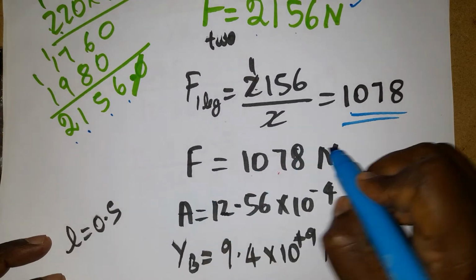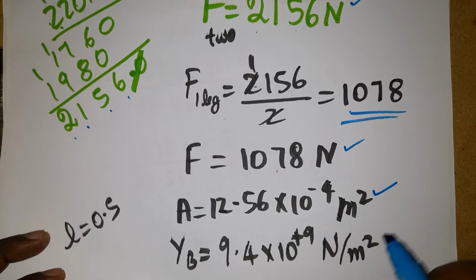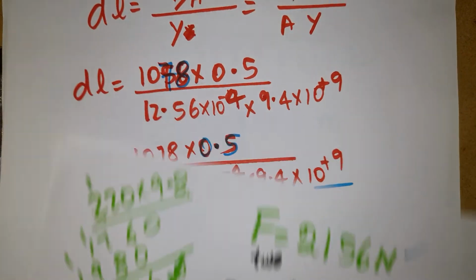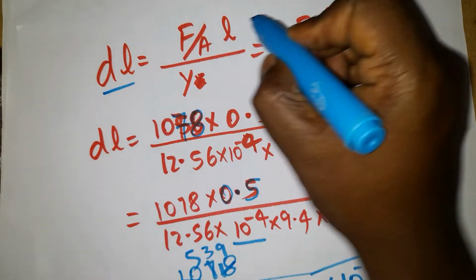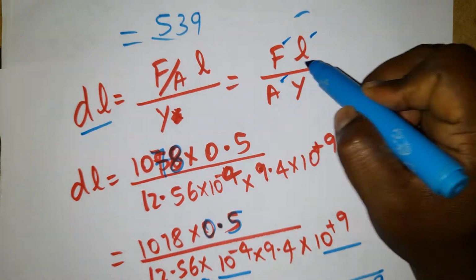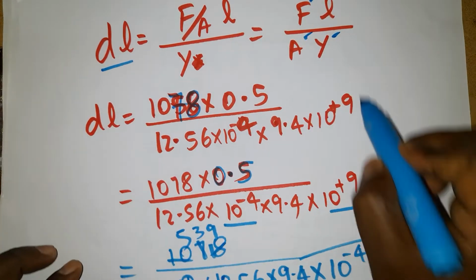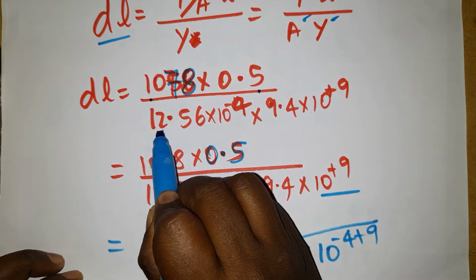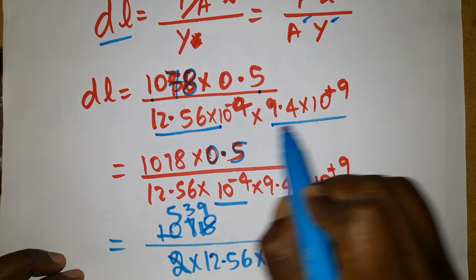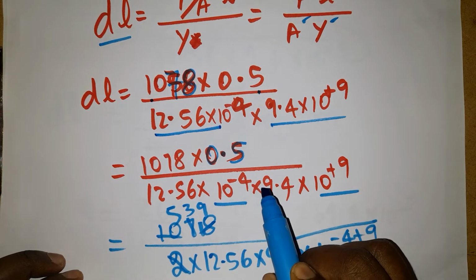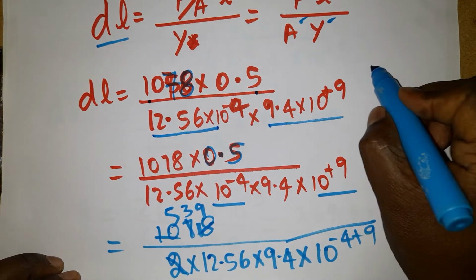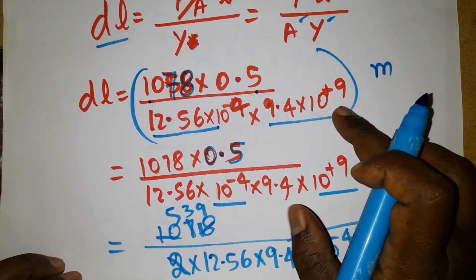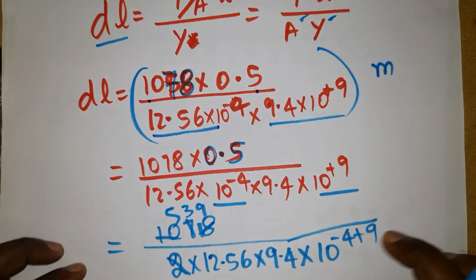Now I got the force, the area, the bone's Young's modulus, and the length. Next we are going to find the changing length. Force we know, length we know, area we know, Young's modulus we know. I just substituted everything: force this much, length this much, Young's modulus this much, area this much. Now I'll get the changing length. The unit will be meter. Power of 10 is minus 4 plus 9 in the denominator.